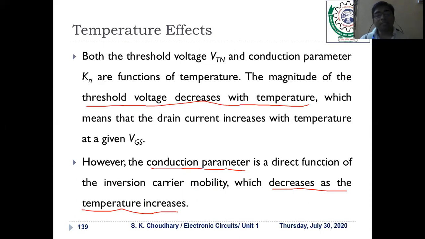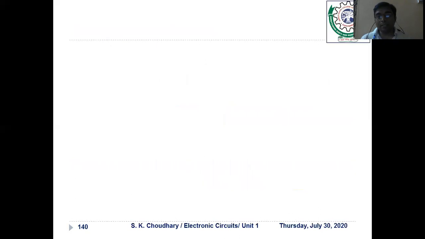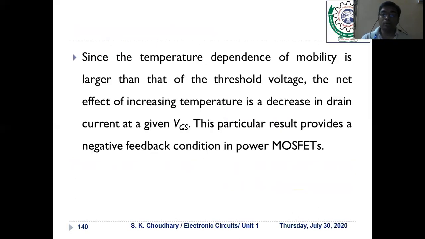As the mobility decreases, what happens? The conduction parameter value decreases. And the conduction parameter is linearly related to the drain current. So obviously, as the temperature increases, the conduction parameter decreases, and your drain current also decreases. The temperature dependence of the mobility is larger than that of the threshold voltage.